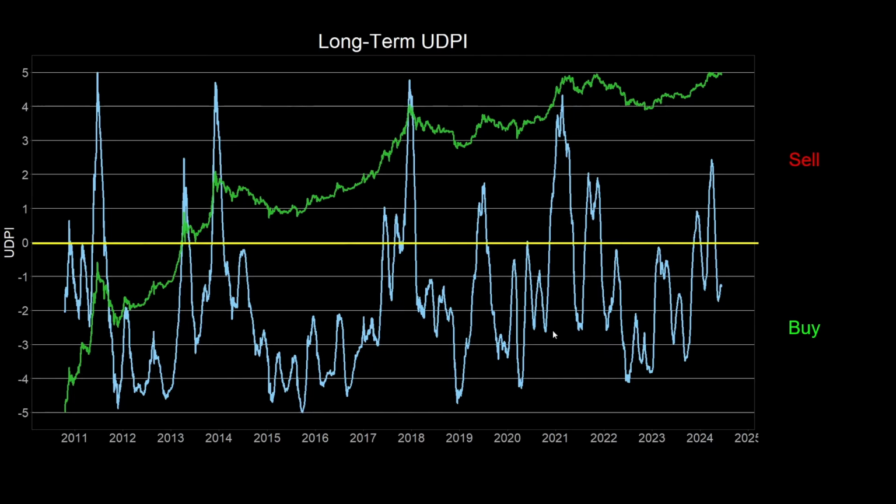And if it's below 0, that would be a buy signal. Above 0, that would be a sell signal. Now, how much you buy or sell depends on the level. So if you're around neutral, just a bit above, between 0 and 1, you'll sell a little bit, but not too much.